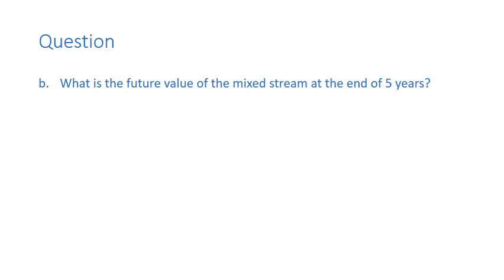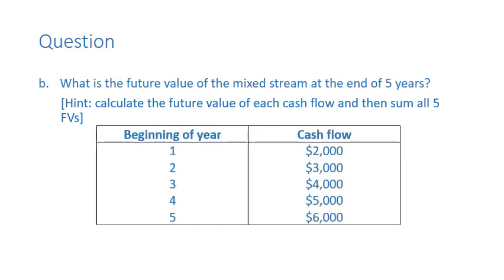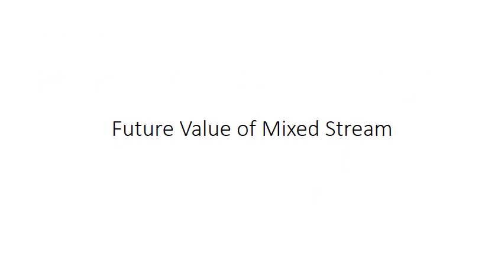What is the future value of the mixed stream at the end of 5 years? Hint: calculate the future value of each cash flow and then sum all 5 future values. So this is the table given to us. It's important to take note that this is at the beginning of the year. Usually you have done questions at the end of the year. This is at the beginning of the year. The workings and answers will be different.